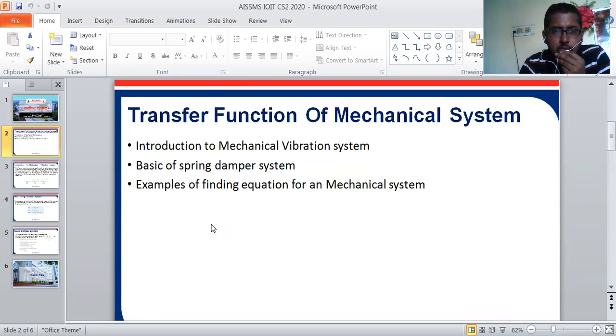Particularly for finding the transfer function of any mechanical system, we have to know the basic mechanical vibration system. Next, we will look at the spring-damper model system, and we will discuss one example of how to find the transfer function of a mechanical system.